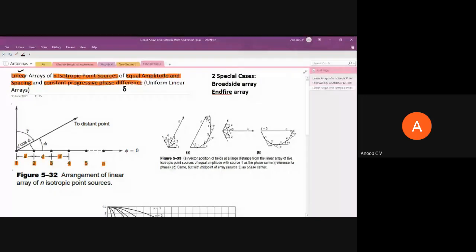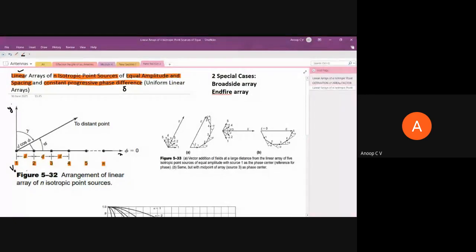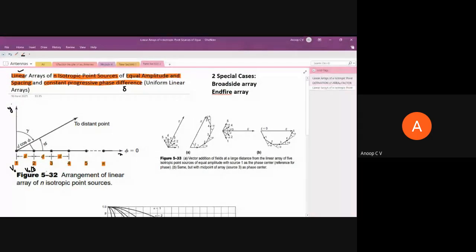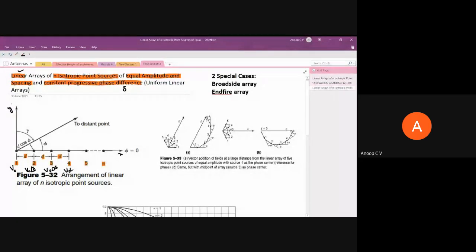I am assuming the first source to be at the origin. So this is my x-axis and this is my y-axis. The first source is at the origin, and its magnitude is V0. The second source is at a distance d, and I am giving it V0 angle delta, so the phase difference is delta. This will be V0 angle 2 delta. This is V0 angle 3 delta. And similarly, for the nth source, the excitation will be V0 angle n minus 1 times delta.